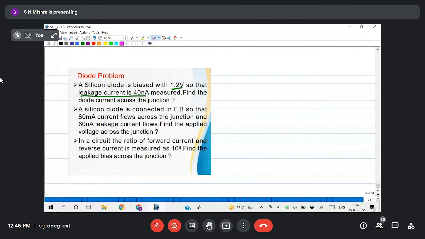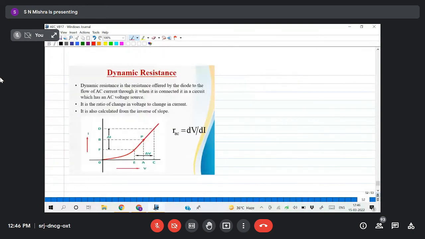What is given in the second question? A silicon diode is connected in forward bias so that 80 milliampere current flows across the junction and 60 nanoampere leakage current. That means I is given as 80 milliampere and IS is 60 nanoampere. Find the applied voltage across the junction. Just now we have seen this formula.